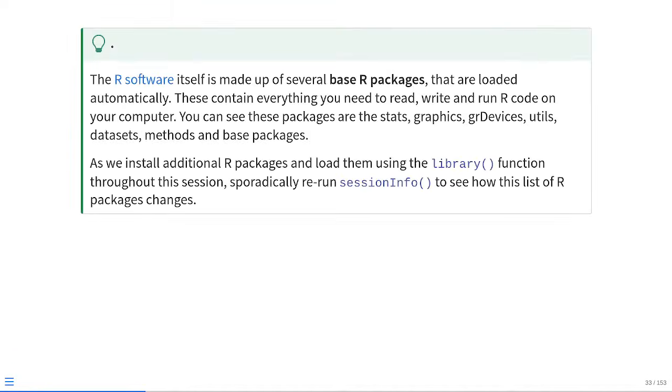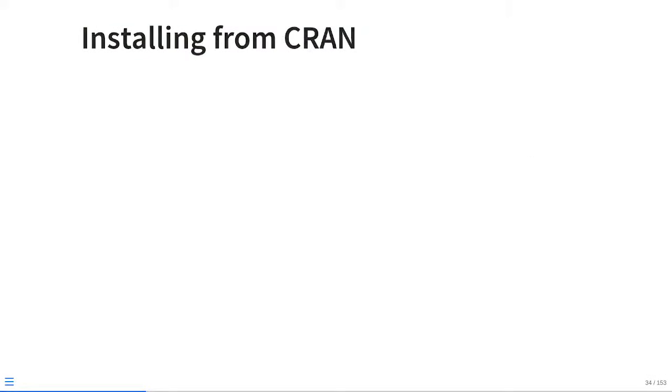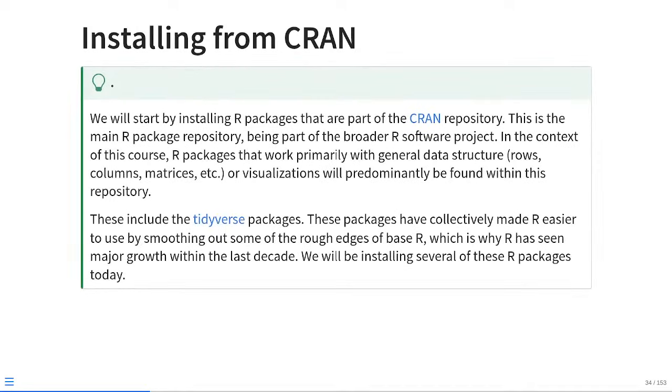So let's see what this looks like as we go throughout the day and we install packages and then we load them via the library command. We'll see how the sections that we just saw using the session info function change as more things get attached to our local environments. So we'll be starting off by installing packages from CRAN. Now, CRAN is the biggest repository of them all. It's over 20,000 R packages.